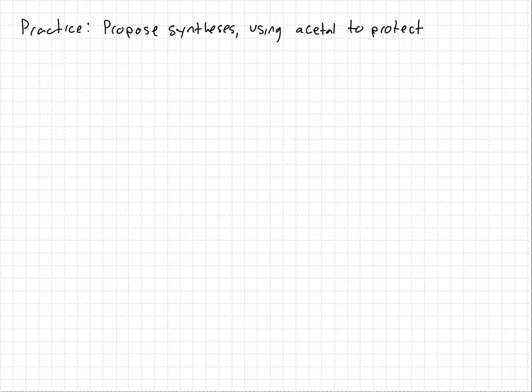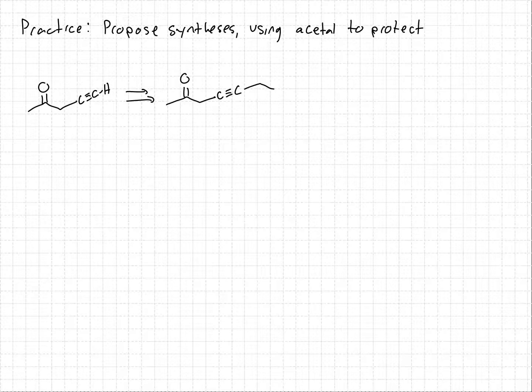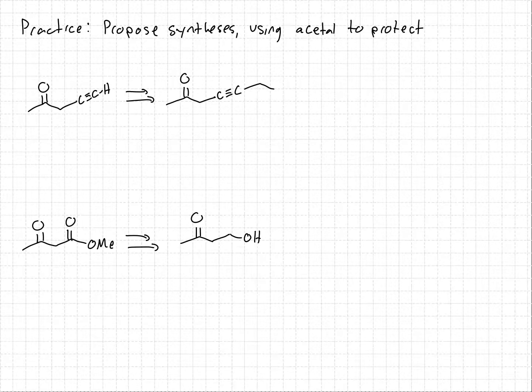Let's do some more practice. So let's propose some syntheses using an acetal as a protecting group. Each of these syntheses will only work if we can use the acetal to protect. Here's the first one, where we're trying to elongate the alkyne chain. This comes from, I believe it was chapter 9 in the Klein book. This one here, we're trying to reduce that ester using a reducing agent. So take a moment, pause this, work these through, come back, we'll check our work together.